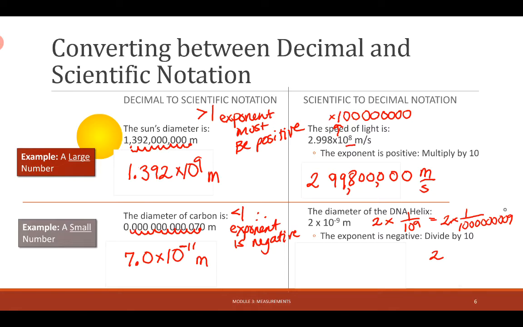Why did I write a 9? Because I was trying to write 9 zeros. 1, 2, 3, 4, 5, 6, 7, 8, 9. Okay, so that's going to be a really small number.